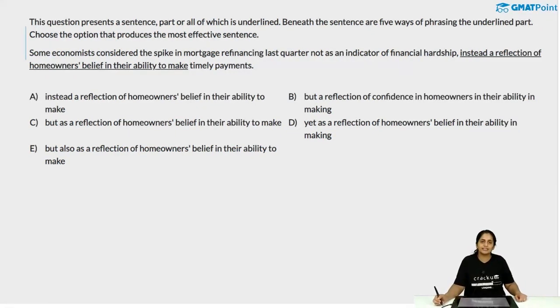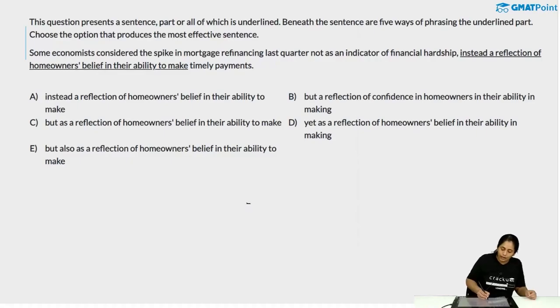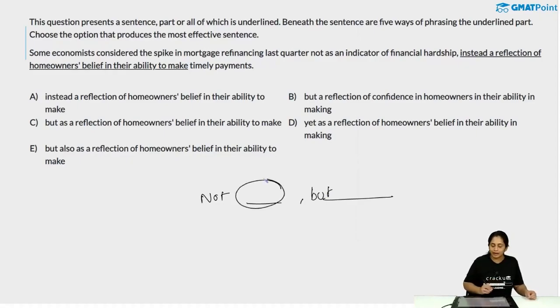In this particular sentence correction question, we have a simple question based on the correct format of using not only, but also, or not as, but as. Whenever you have not X, but X, there is a specific construction format that has to be followed. Remember that whatever is there after not, the same format should be followed after but. So if you have a specific way of phrasing this part, the same way of phrasing has to be followed in the other part also.